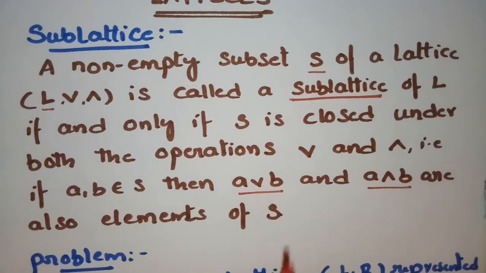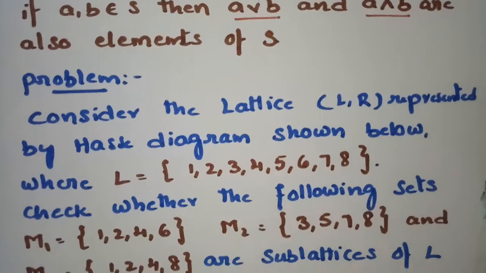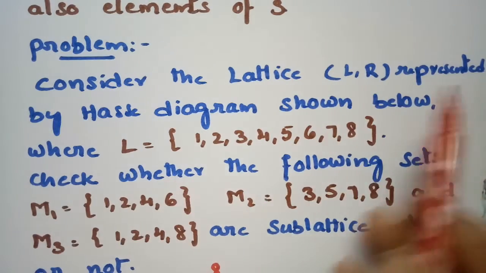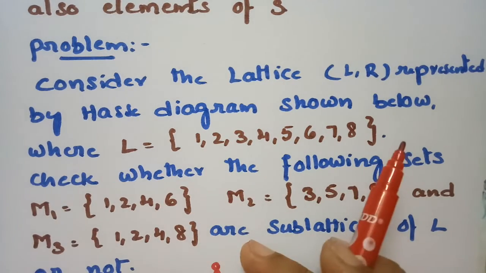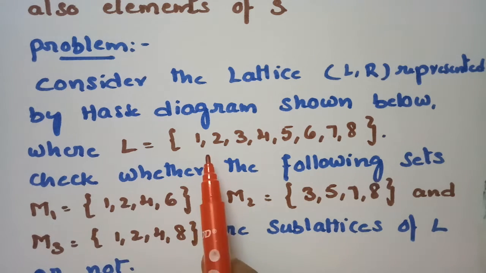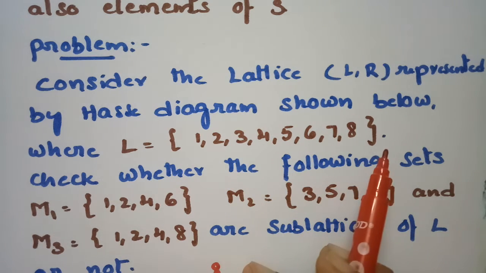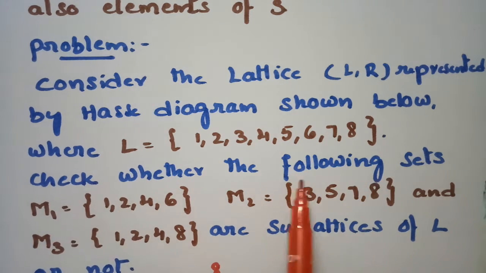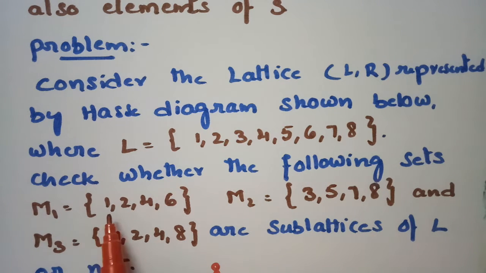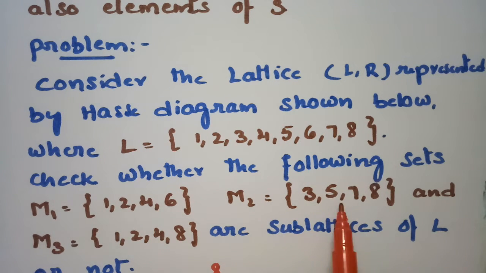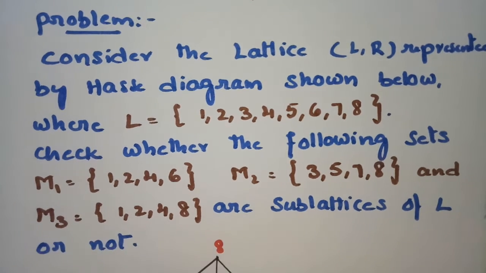And here is the problem related to this. Consider the lattice L, R represented by the Hasse diagram shown below. L is given as 1, 2, 3, 4, 5, 6, 7, 8. And we have to check whether the following sets M1 = {1, 2, 4, 6}, M2 = {3, 5, 7, 8} and M3 = {1, 2, 4, 8} are sublattices of this main lattice or not.